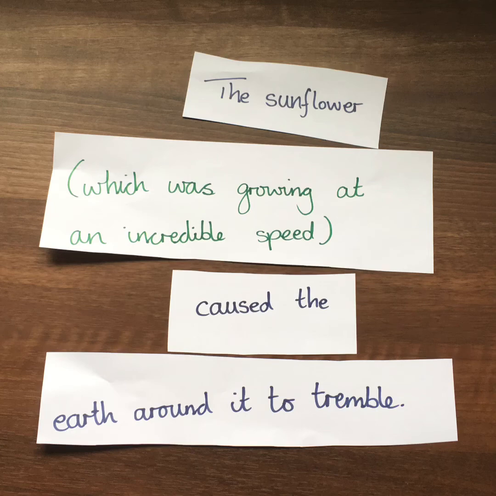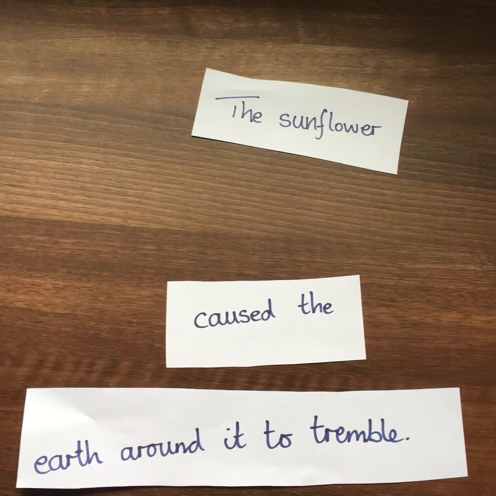So I've put some parenthesis in, which was growing at an incredible speed. These are extra words which could be removed from the sentence and it would still make sense. I've used brackets to show where the parenthesis is. The whole sentence now says, the sunflower, which was growing at an incredible speed, caused the earth around it to tremble. Now it's your turn. Go back to the original sentence. What extra words could you put into the gap? Remember to use brackets to show your parenthesis.